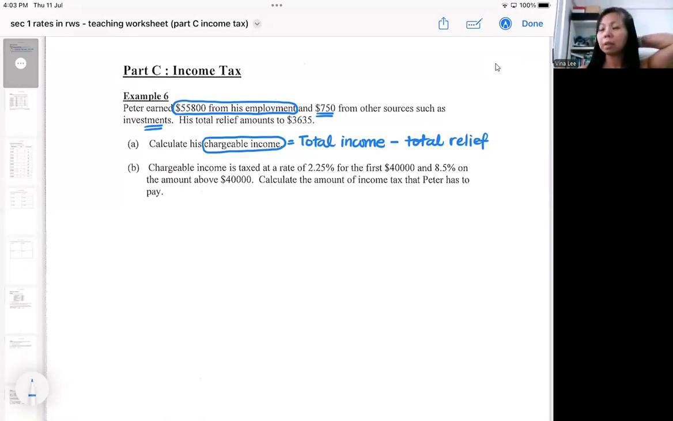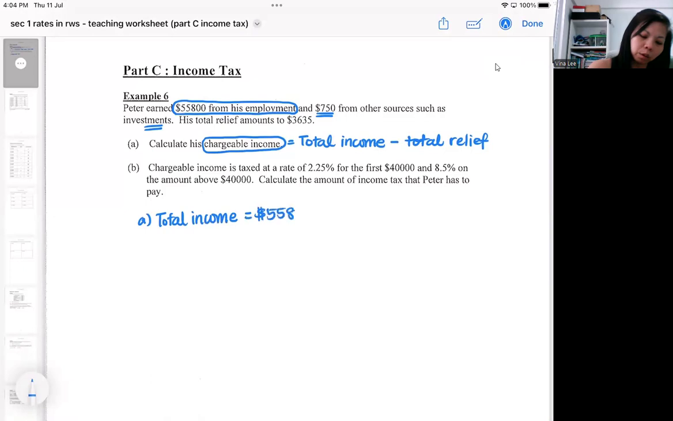So the income is whatever money you manage to bring in. If I'm going to calculate the total income, it's quite easy. Total income will just be whatever he earned. He has two sources of income, so make sure you add up the two sources. Some questions only have one source of income. Okay, so in this case, let's find out how much he earned first, and then we talk about the relief.